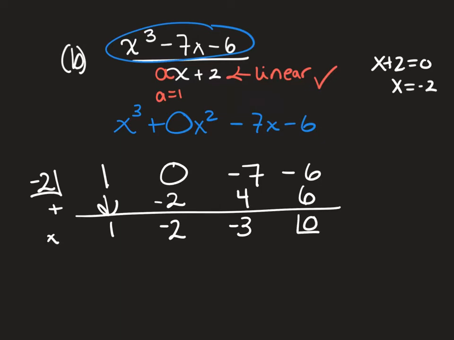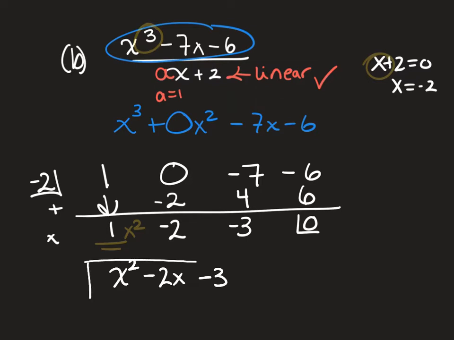Remember, I started with a cubic, and I took out 1x. So this is going to be an x squared. It always goes down by 1 when you're doing synthetic division, because you divided out a linear, an x to the first power. So this is an x squared minus a 2x minus a 3. That's my answer. And again, it says to check. So let's make sure we go ahead and check.